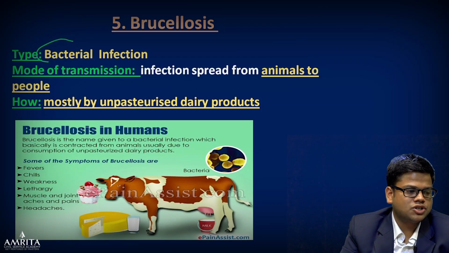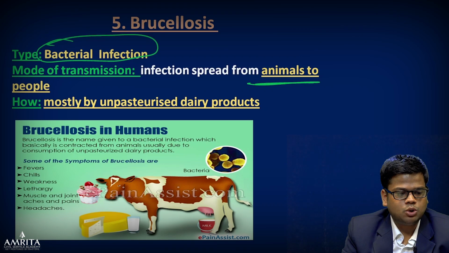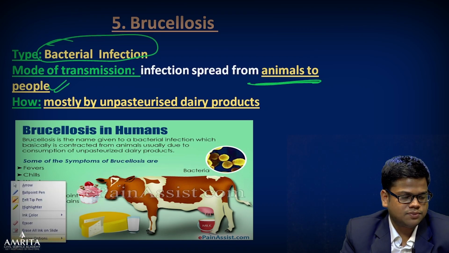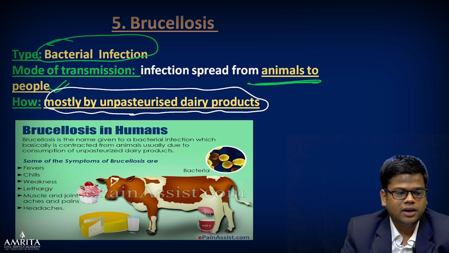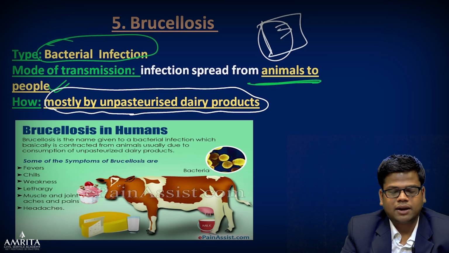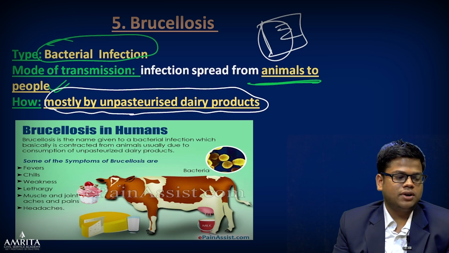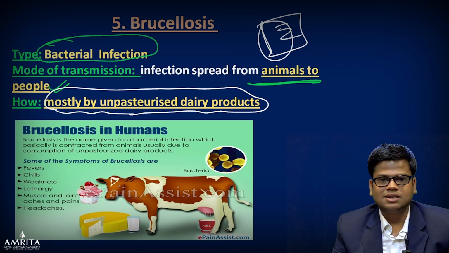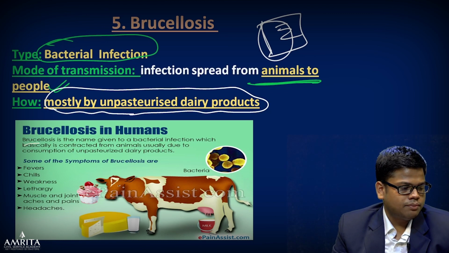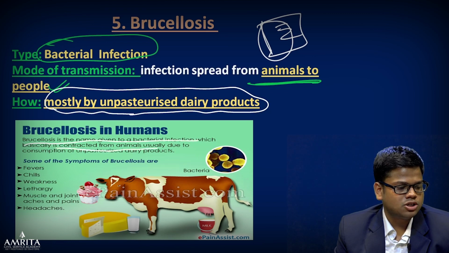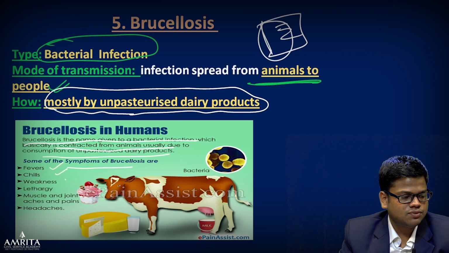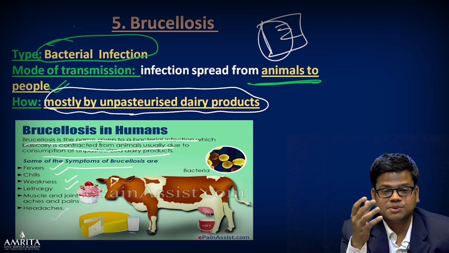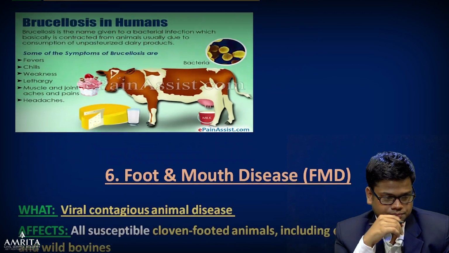Okay. Next is brucellosis. That is a bacterial infection. The mode of transmission is from animal to the people. It can be transferred mostly by the unpasteurized dairy product, right? If you see one milk packet, you can see pasteurized milk, right? If it is unpasteurized, the probability of this disease can be high. So brucellosis is the name given to the bacterial infection, which basically is contracted from animals due to consumption of the unpasteurized dairy product, right? Symptoms: fever, chills, weakness, lethargy, headache, similar symptoms, but remember it's a bacterial disease.